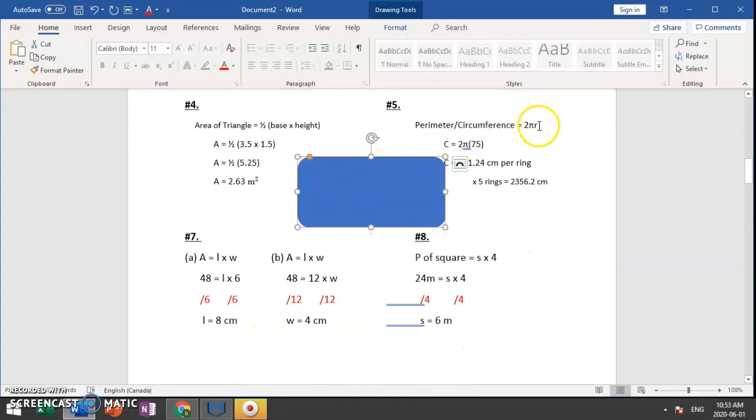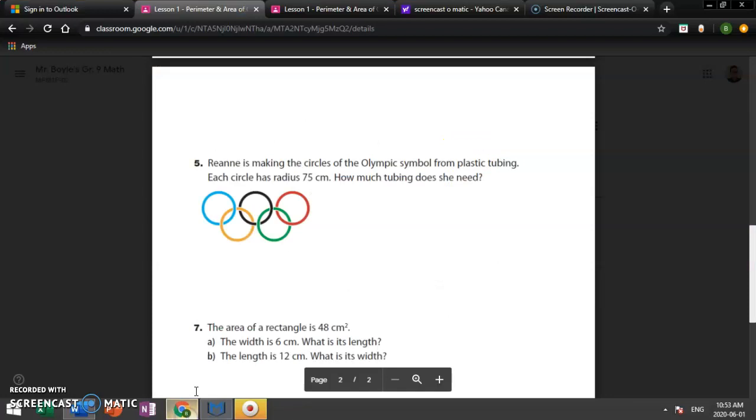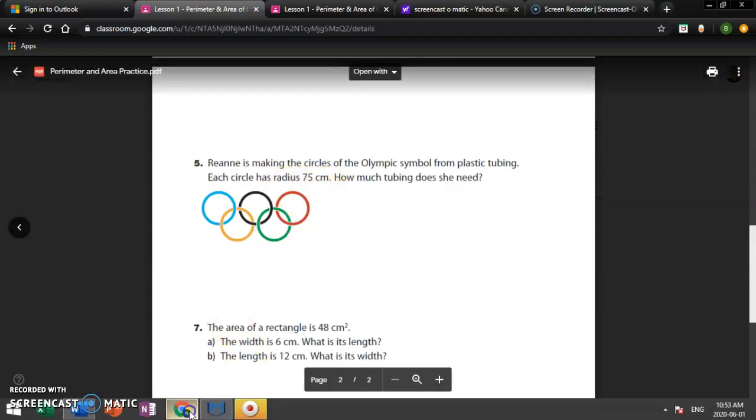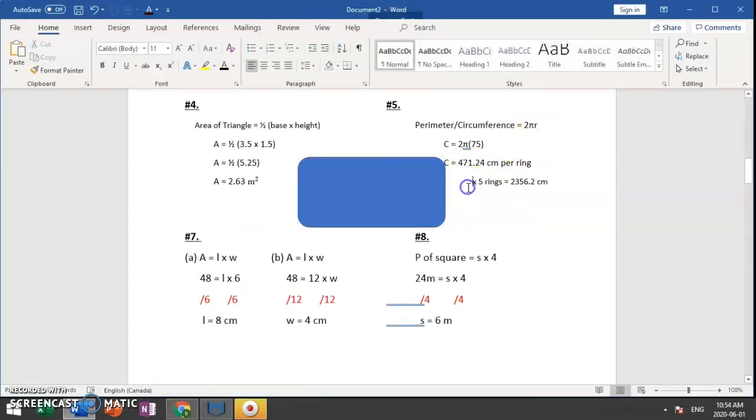Circumference is 2 pi r, right? We just did that. What's r? Well, r is 75. It told us that. Radius of 75, right? So we just put that in the equation, do the math. Circumference is 471.24 centimeters per ring. There's 5 rings. Multiply that by 5. Your total perimeter is 2,356.2 centimeters. So that's how much tubing you will need.